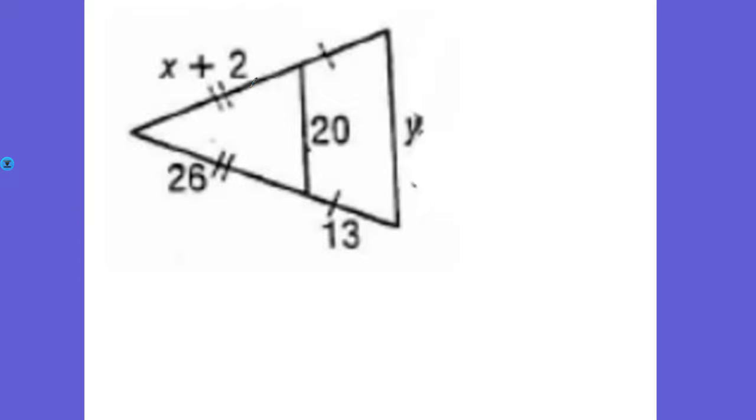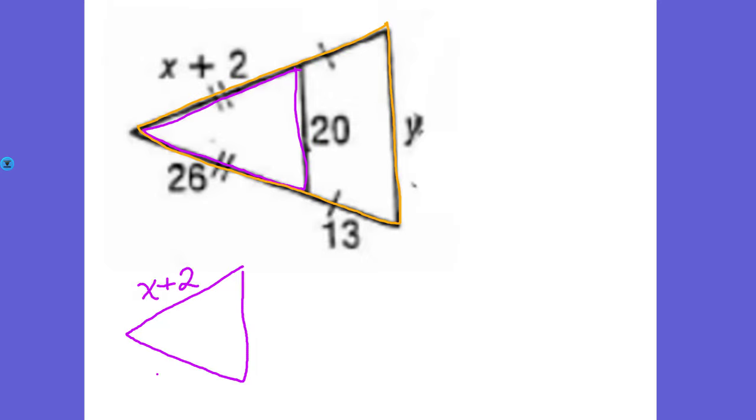Okay, let's assume that this little triangle right here and this big triangle right here are similar. So I'm going to redraw them as two separate triangles. So this is x plus 2, and this is 26, and this is 20, and these two sides are congruent. So that's one of my triangles.